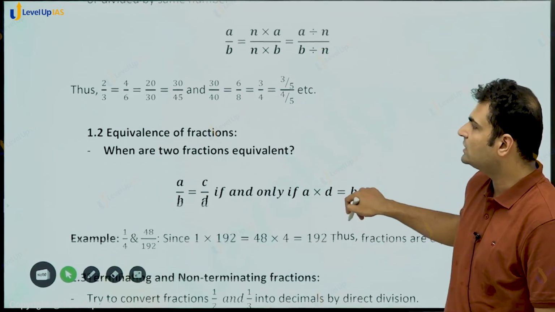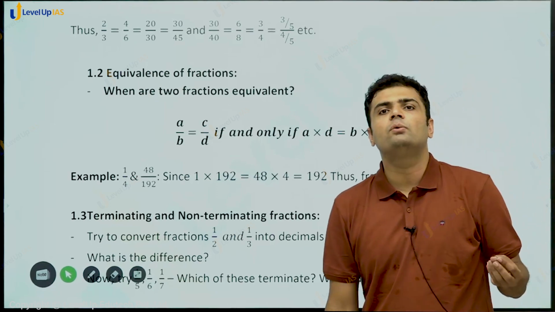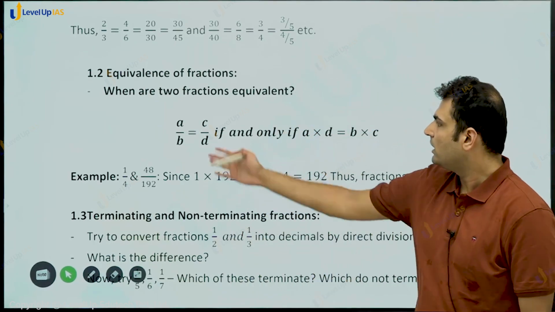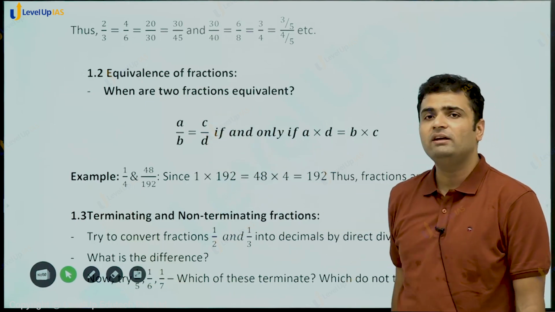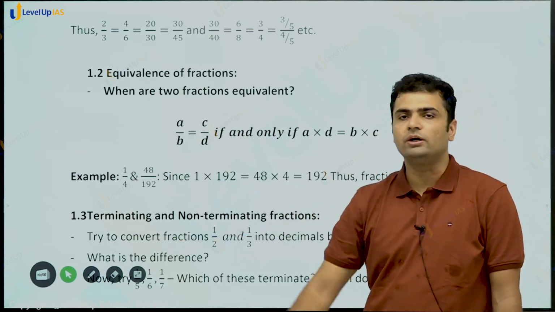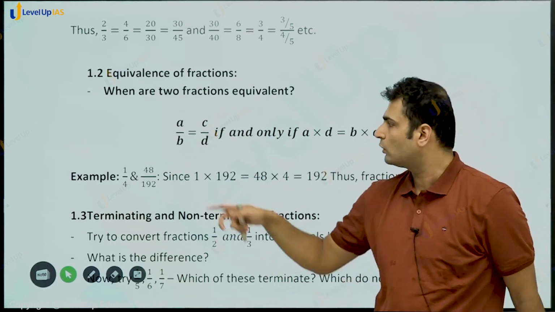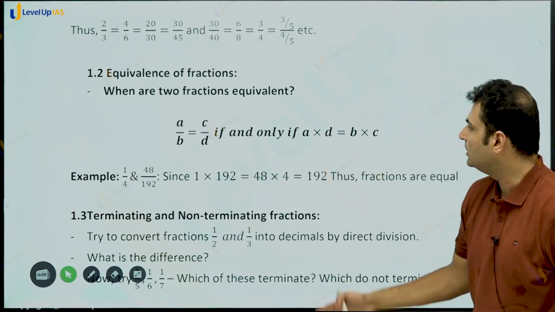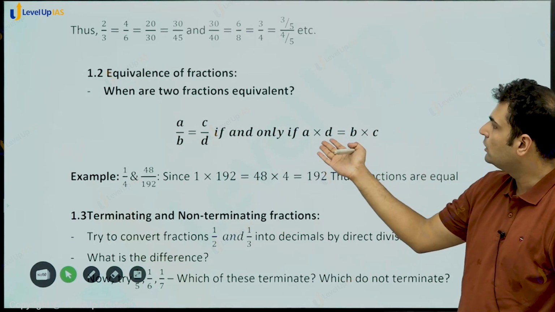Next is equivalence of the fractions. दो फ्रैक्शन इक्वल कब है? When are two fractions equivalent or equal? a by b is equal to c by d if and only if a into d is equal to b into c. मतलब ये क्रॉस प्रोडक्ट अगर same है, if the cross product of ad and bc are equal, then these two fractions are said to be equal. If and only if a into d is equal to b into c.